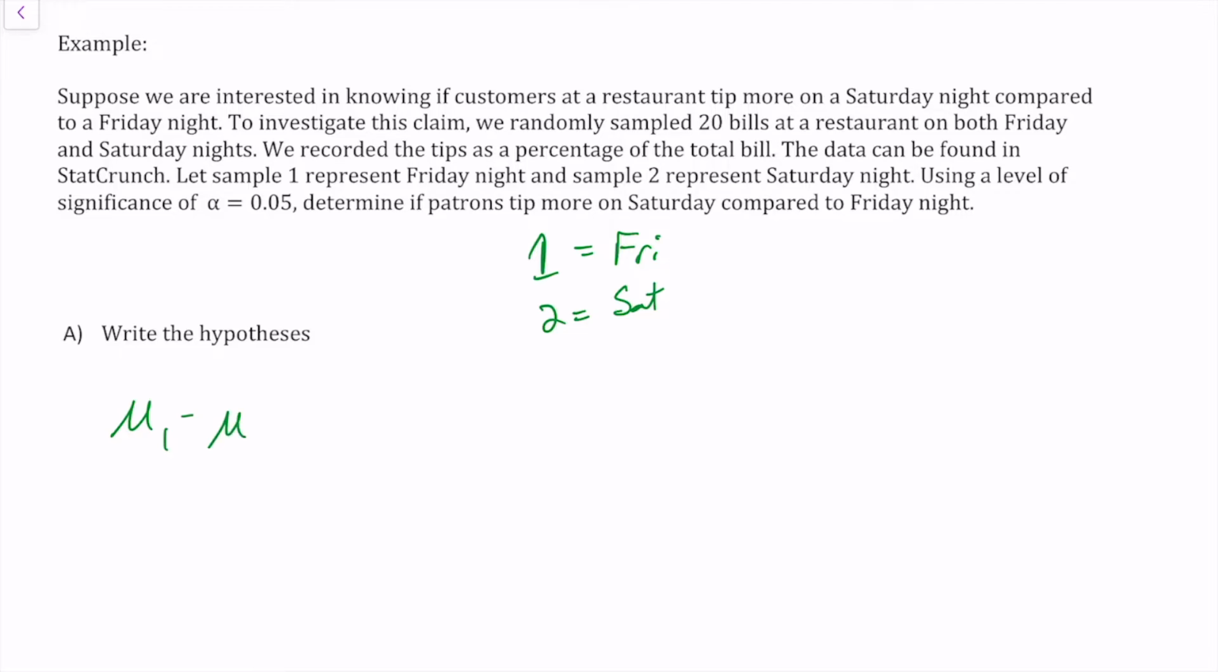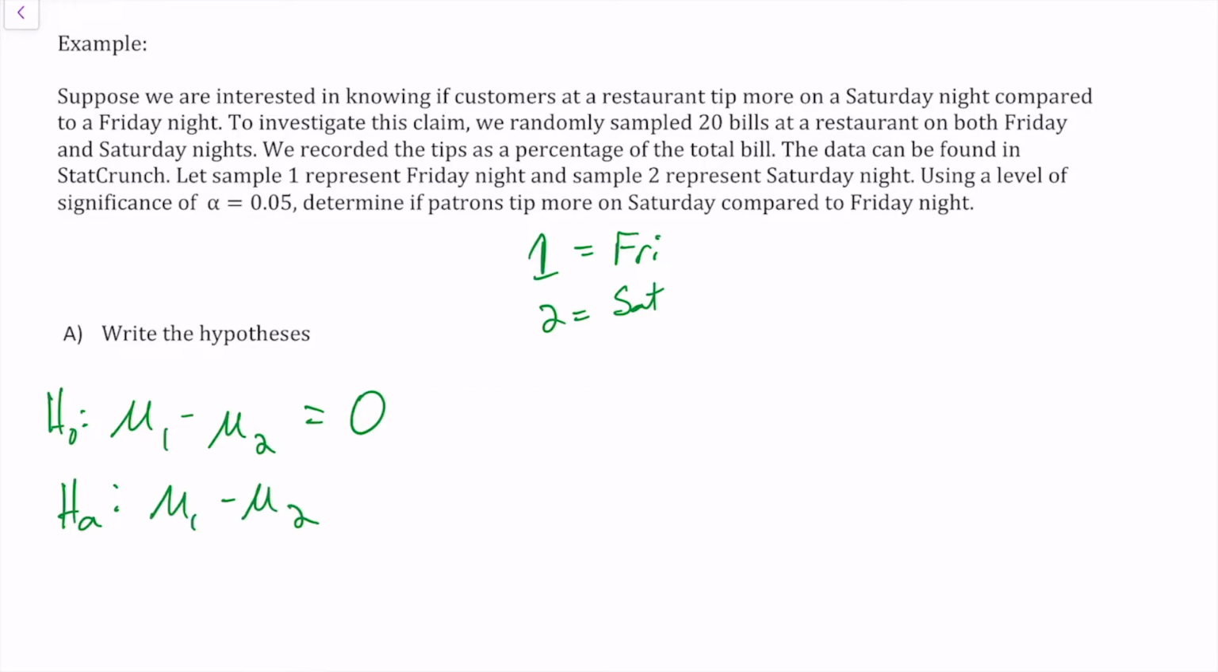We're going to subtract away mu2, and this is the null hypothesis. So we're saying this difference should equal 0. What that means is that we're assuming that it's the same amount of tips on Friday night compared to Saturday night. All right, so then now what's our alternative hypothesis? Well, it's mu1 minus mu2.